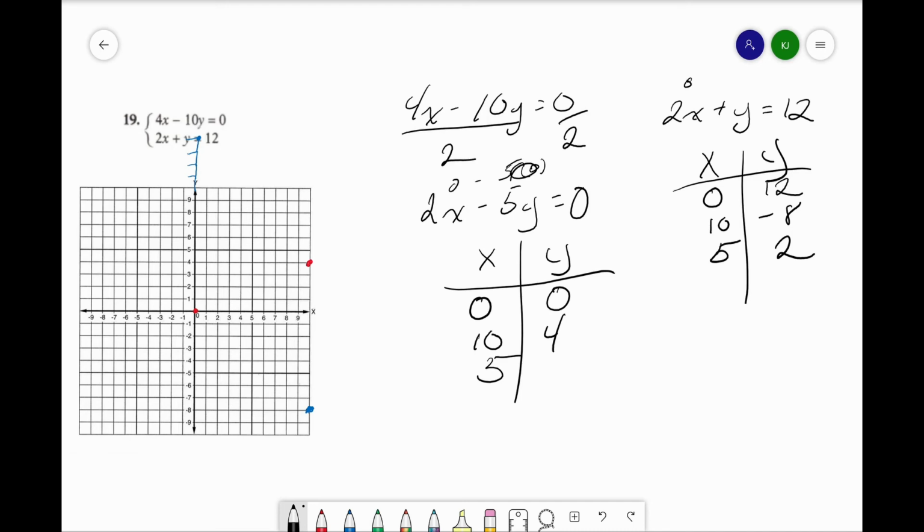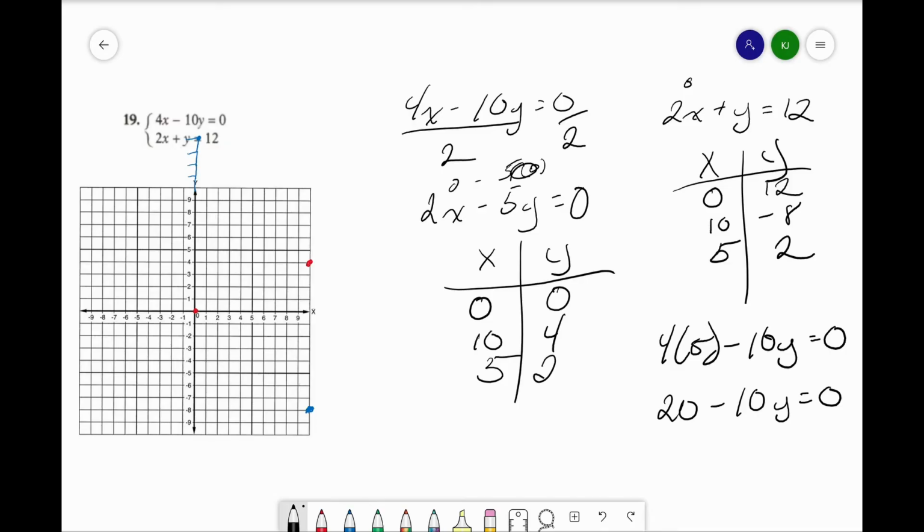And now 4 times 5 minus 10 times something is going to equal 0. 4 times 5 is 20. Minus 10 times something equals 0. So 10 times what's going to equal 20 in order to make it 0? 2 as well. So y over here is also going to equal 2, which means we have our intersection, which makes life a little bit easier now.